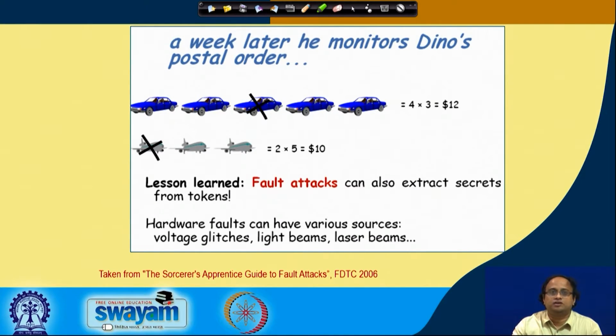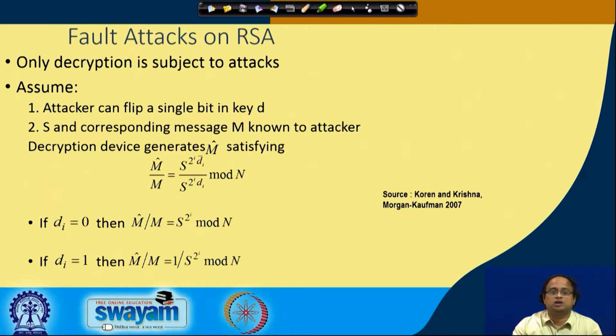Hardware faults can have various sources. For example, they can be induced by voltage glitches, by light beams, by laser beams, and many other ways. You can probably envisage that if the system gets more and more complex, then the chances of having faults also increase. What we are studying here is that fault tolerance is extremely important in the context of cryptography, because not only do you get a faulty execution, but you also divulge your secret key. Therefore it is of paramount importance. So let us look back at the RSA crypto system, particularly in the context of faults.